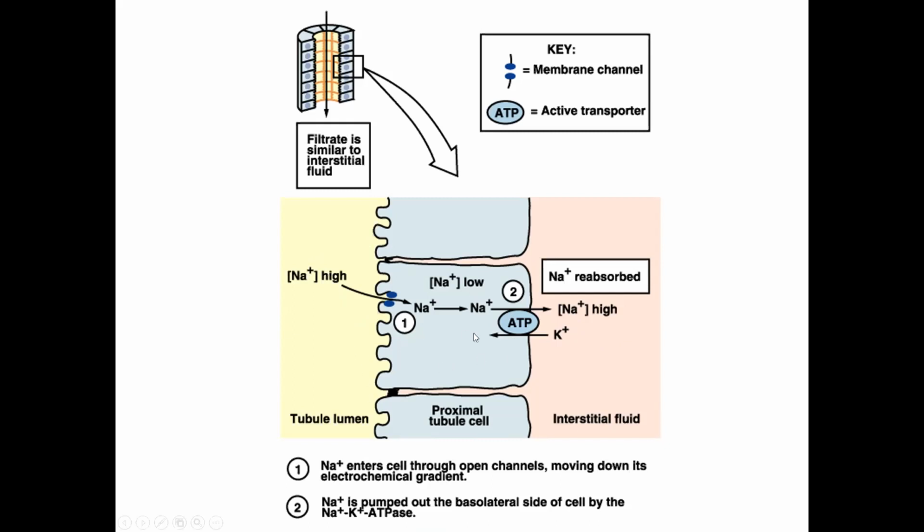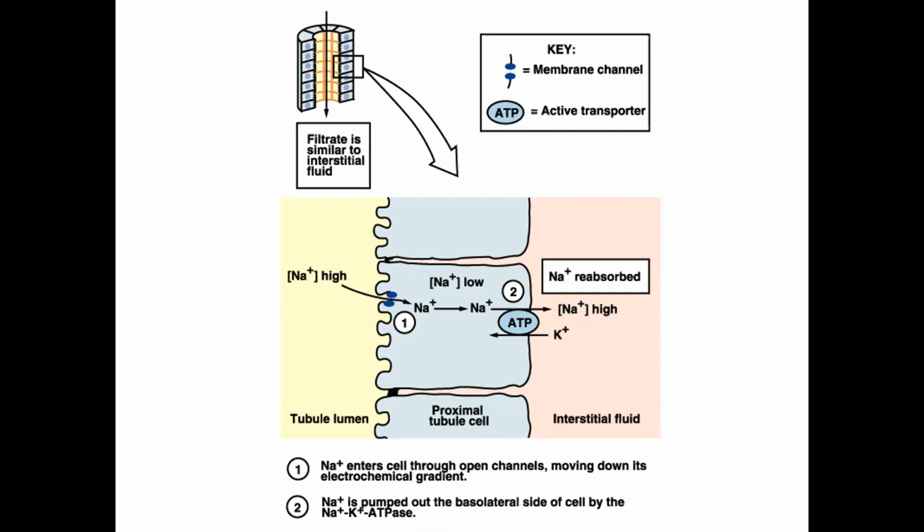You get sodium to come into the cell, it's not going to go out passively because it's high here, it's high here. It's high on the outside of the cell. When it's high on the lumen side of the cell, it's high on the outside of the cell. So we have to pump it out. So that's how we get rid of our sodium.